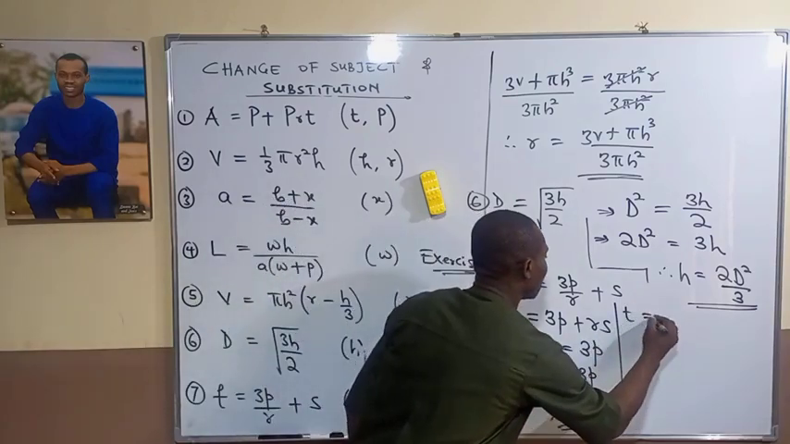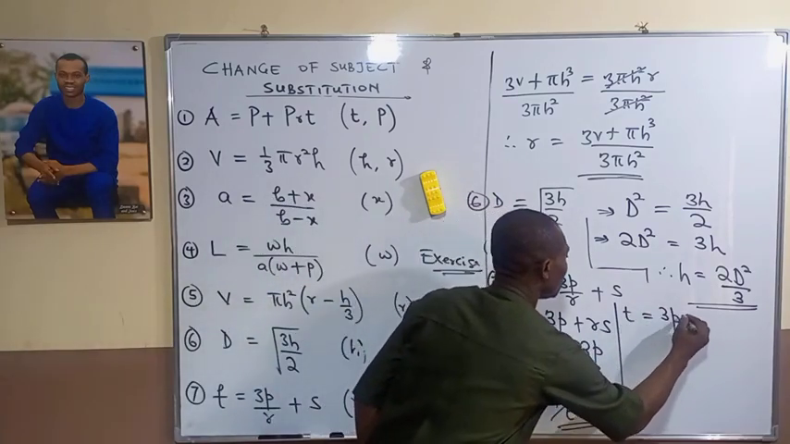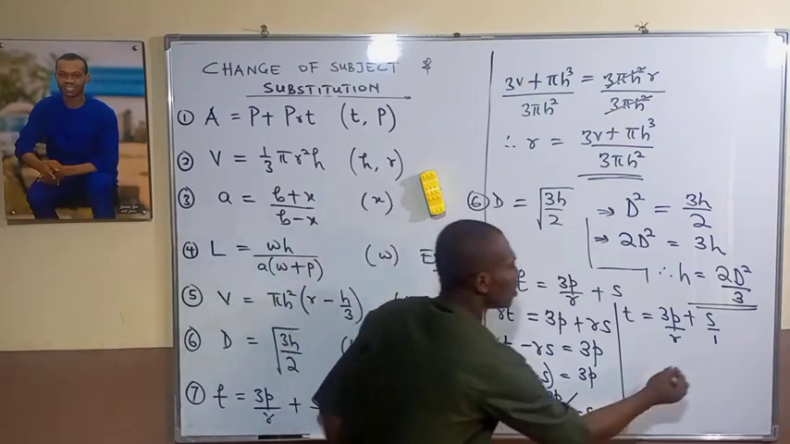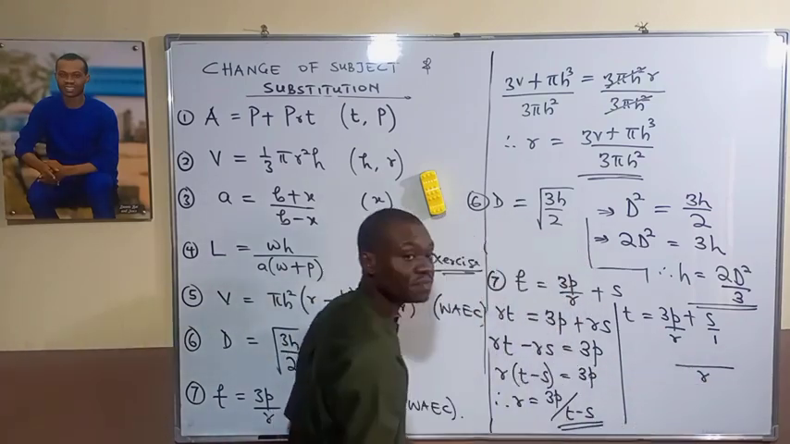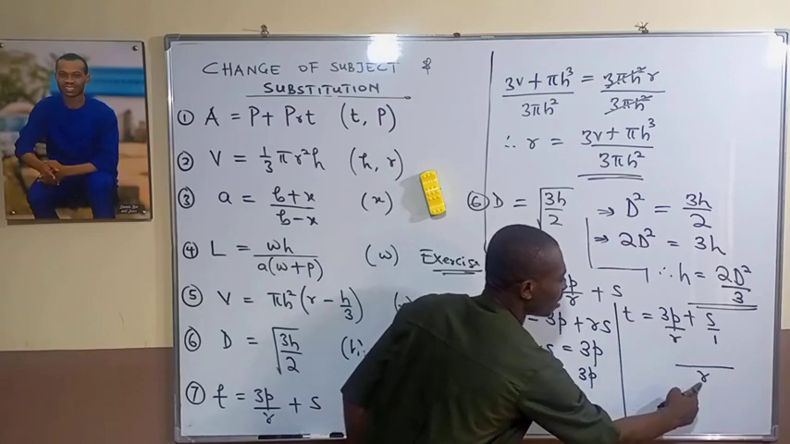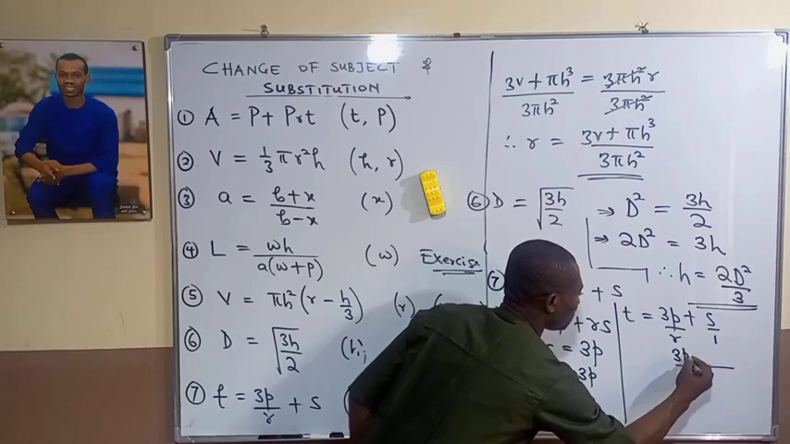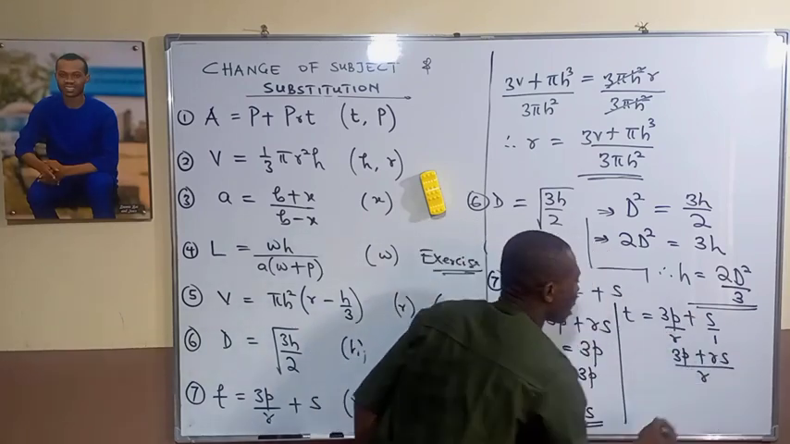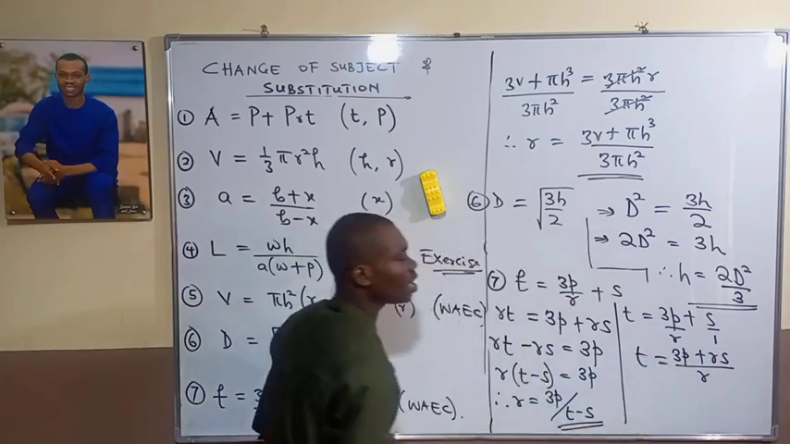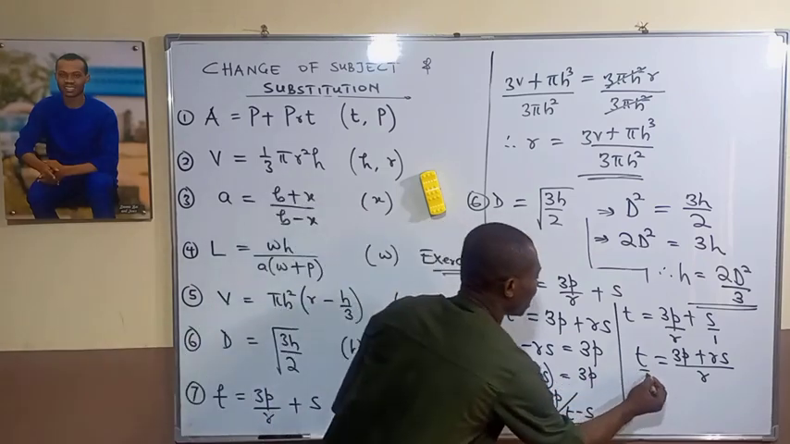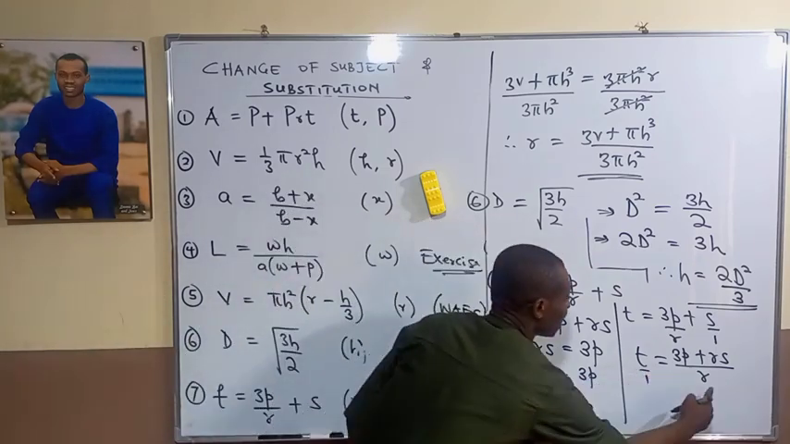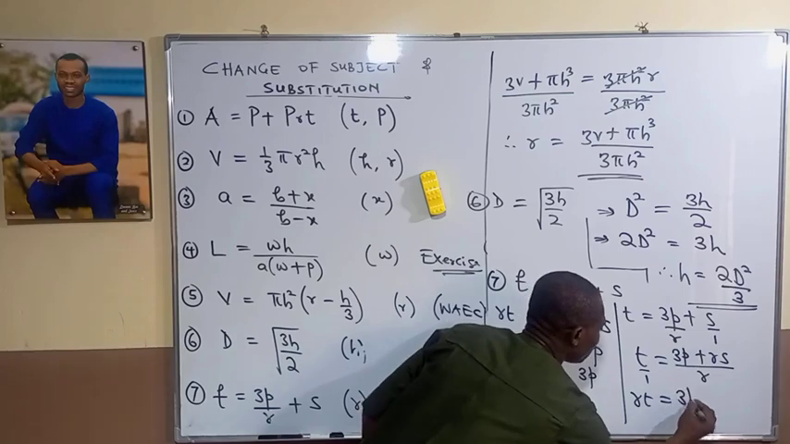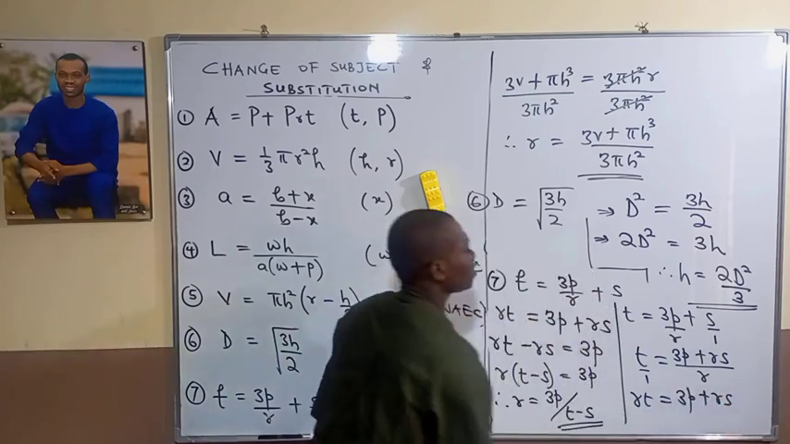So to do that, you have that T is equal to 3p plus s, here is over r. This s is over 1. So LCM is going to be r. So r into r is 1 times 3p is 3p plus 1 into r is r times s is rs. And so my t is here. So if we cross multiply, remember that this t is over 1. So t times r will be rt equal to 1 times this will be 3p plus rs.